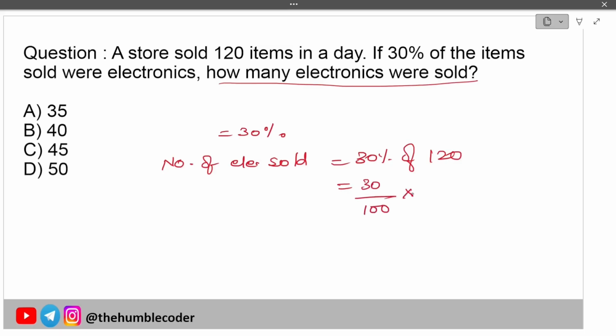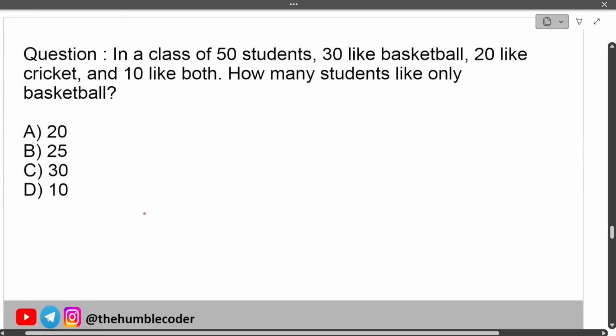So 30 by 100 into 120. So this will cut off, and the final answer that we will get is 36. Okay. So do we have 36 as an option? No. Again, the option is not there, but the answer for this question is 36. Let's move on to the next question now.